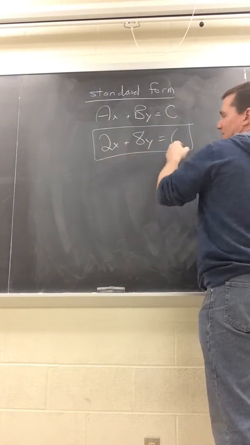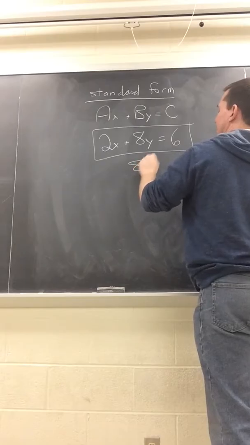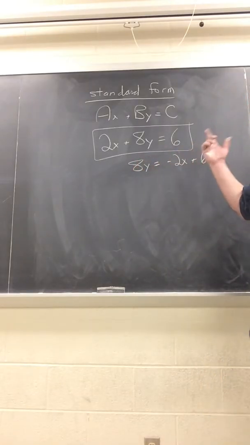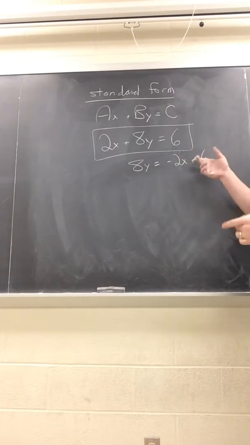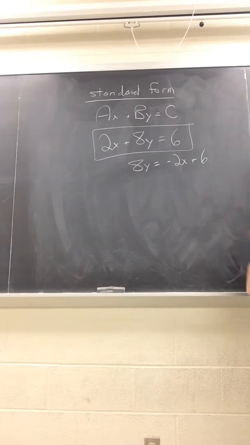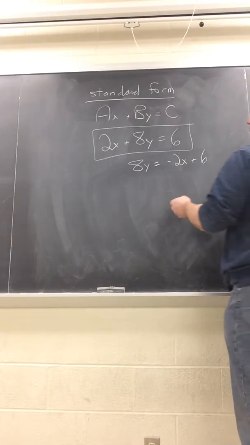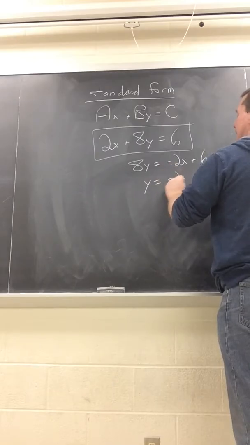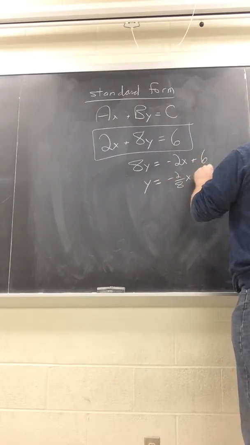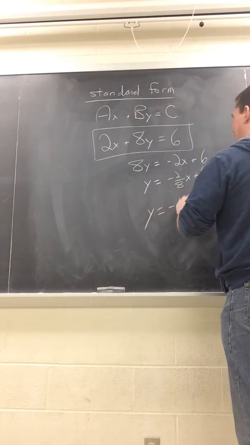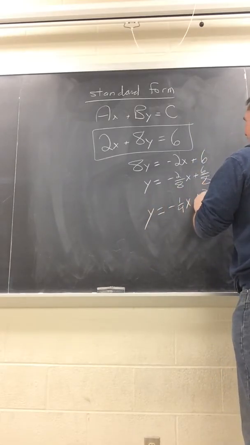So to do that, subtract the 2x over. We get 8y equals negative 2x plus 6. If you want to put the x term second, you can. It doesn't really matter, as long as you know that in slope-intercept form, the coefficient of x is your slope. The order doesn't matter. Now divide by 8. You get y equals negative 2/8x plus 6 over 8. Reduce your fractions. Negative 1/4 x plus 3/4.